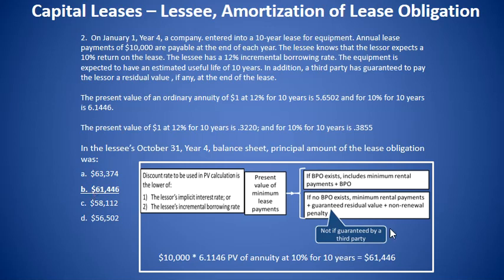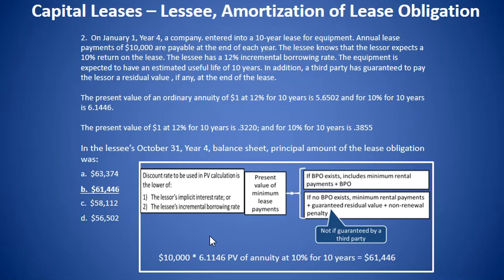Now, we are told that there is some form of guaranteed residual value. We're not told how much it is, but we are told that an independent party has guaranteed the residual value of the lease. So in this case, we wouldn't have to include the residual, even if the amount was available, because a third party guaranteed the residual value. So that would be the answer to number 2.